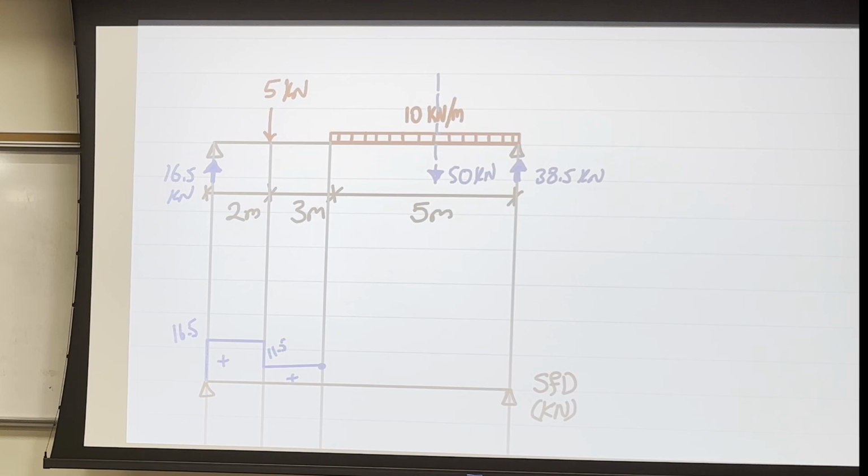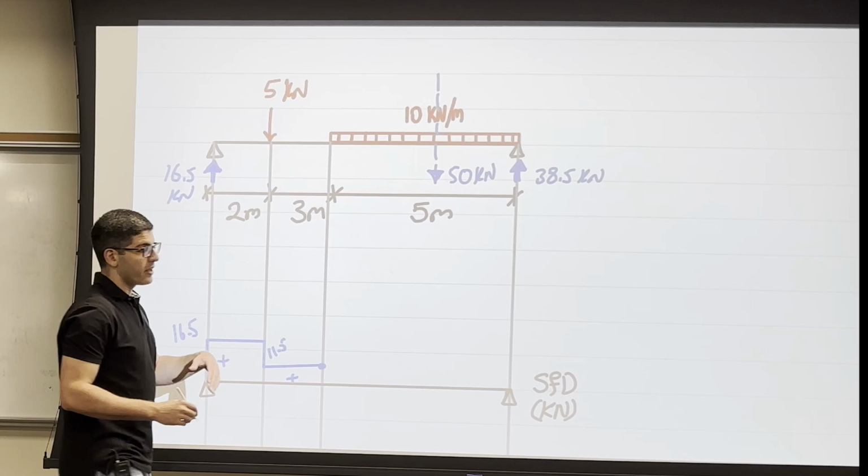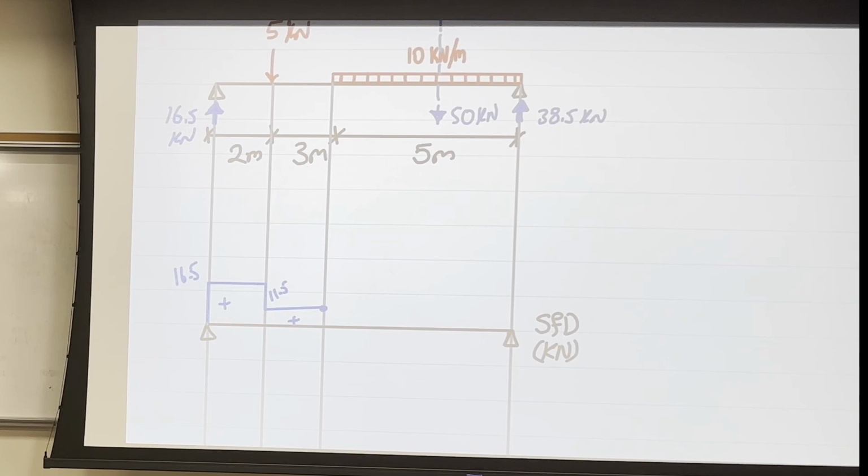Okay? So what should we do? 11.5, and just remember this. If I did have a point load instead of a distributed load, I will move constant until I see the 50, then I will go down from 11.5 to 11.5 minus 50. I do have 38.5. So I'll go down to 38.5, and I'll move it like this. And then I will close the diagram. And I found that I ended up with 38.5 here. So now my calculation is correct.